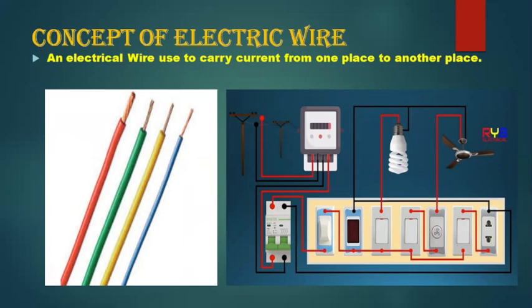Now the lights in your homes, the fans, all are connected to the switches, and these switches are connected to your appliances through wires. So basically, wires are responsible for taking your electrons from one place to another place. So that means wire plays a very important role in a circuit.